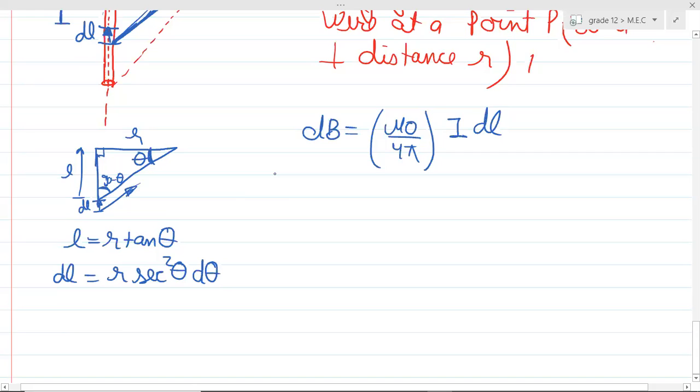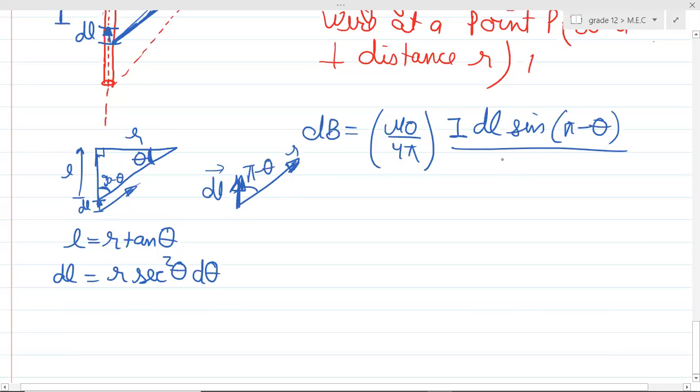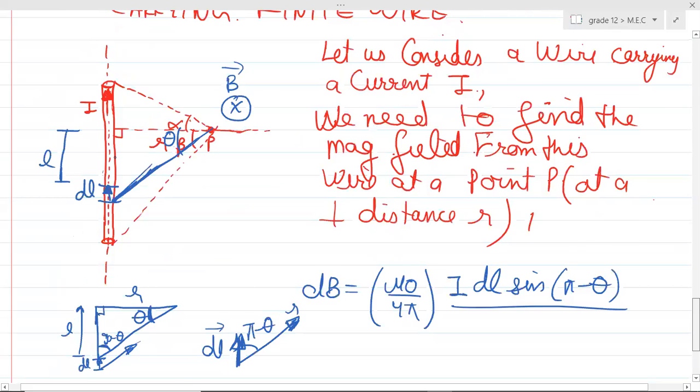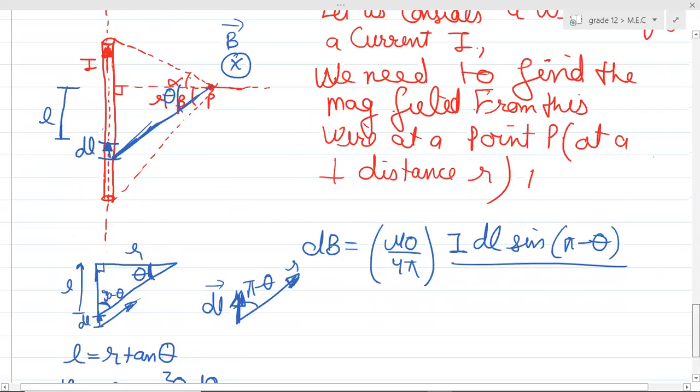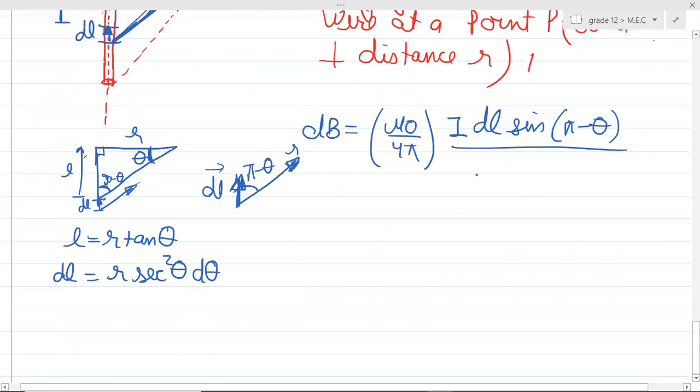Yes, sir. So please remember here in this case, the dl vector is in this direction and the r vector is like this. And the angle between them is pi minus theta over here. So in sine theta, what will we write? Sine of pi minus theta divided by, what is the distance? Can you see the distance from here to here? Will it be equal to under root of L square plus R square, whole square? Will it be like this?